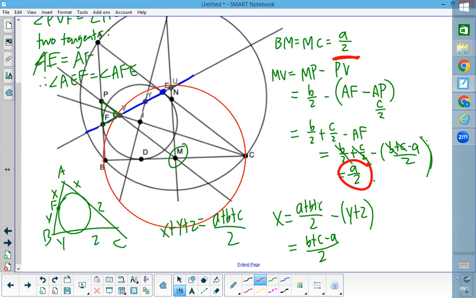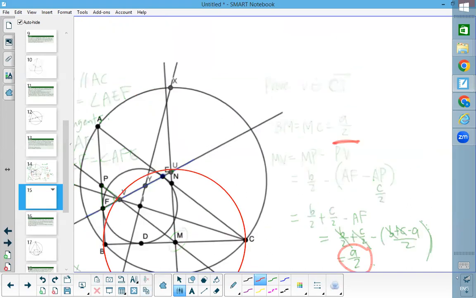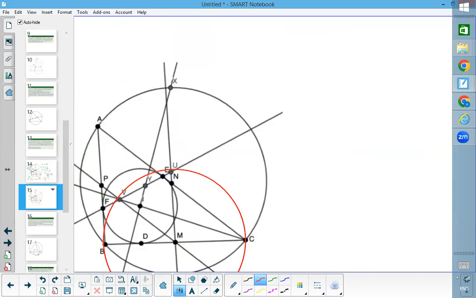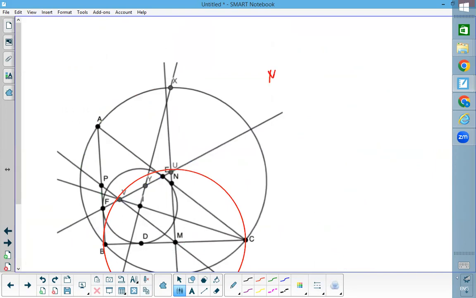You can do the same thing and prove this, but you can just say that similarly. So basically what we just did is prove that MB equals MC equals A over 2, and MV is also A over 2. Similarly, MU is equal to A over 2.